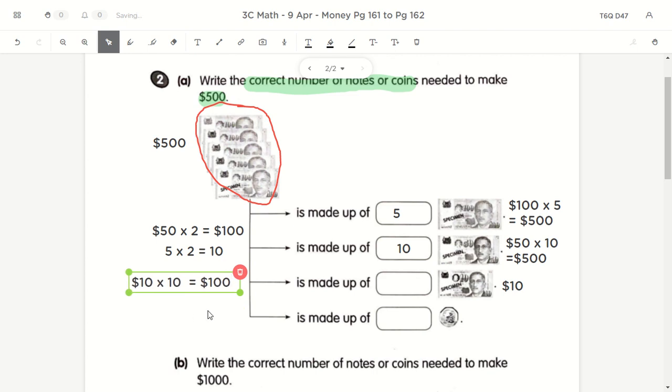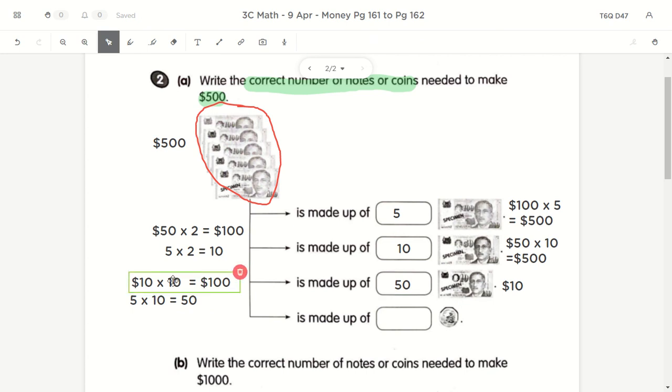Okay, I think this is quite straightforward. We know that if I have 10 $10 notes, I will get 100. So similarly, apply the same concept. I know in 500 there are 5 groups of $100, and in each $100 there are 10 $10 notes. So what you need to do is use 5 groups of $100 notes, and in each group you have 10 $10 notes, and that's why I use 5 times 10 will give you 50, and that's why the answer is 50.